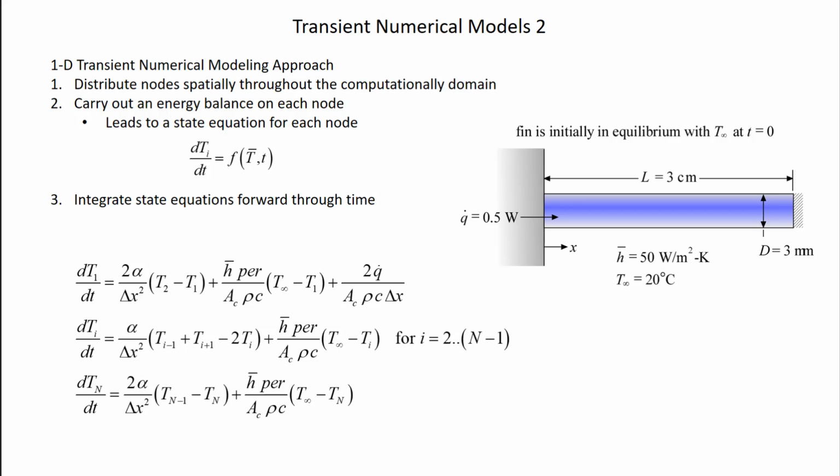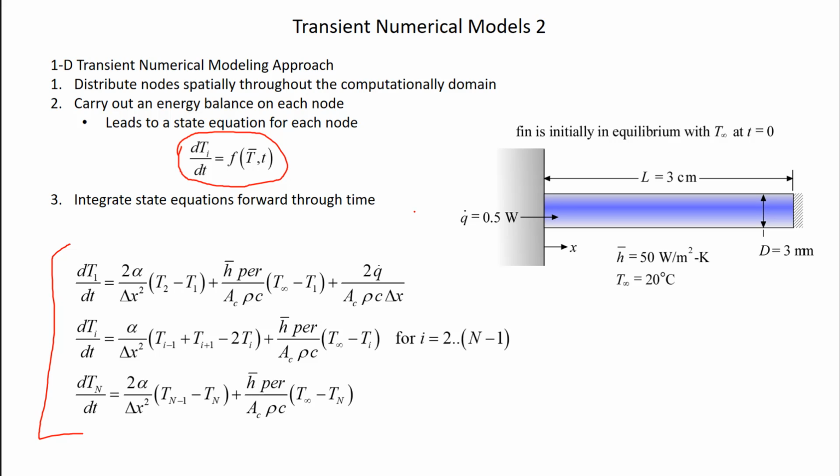Okay, so today we're going to keep talking about this transient numerical simulation. This is something we started last time. We went through these steps. We distributed a bunch of nodes throughout our computational domain. We carried out an energy balance on each node, and the main result of that was this set of state equations, which I've listed here, one for every node.